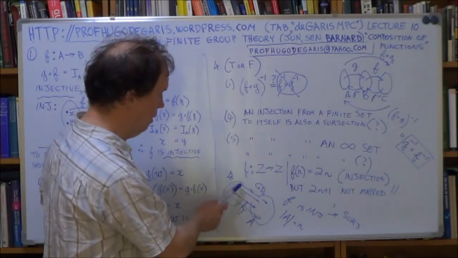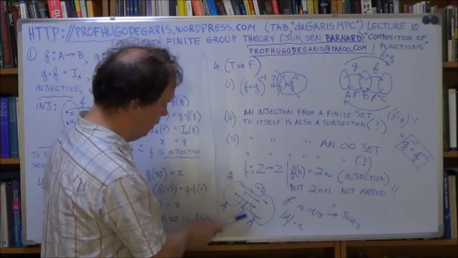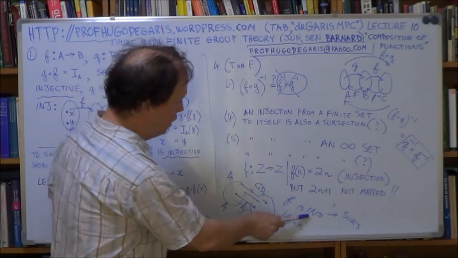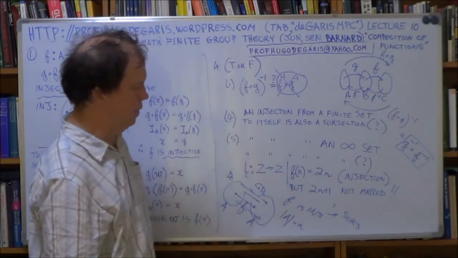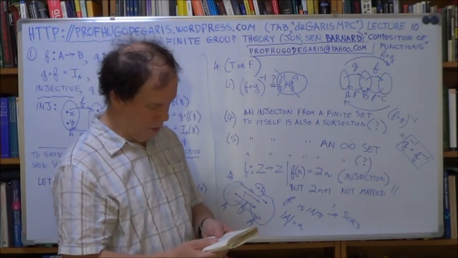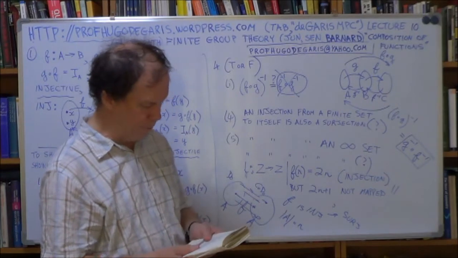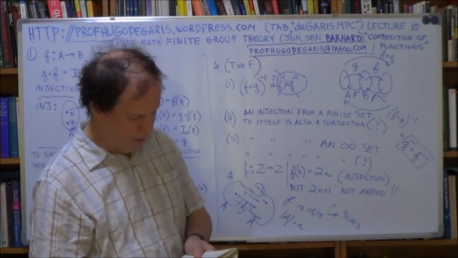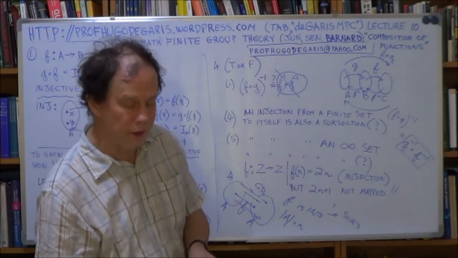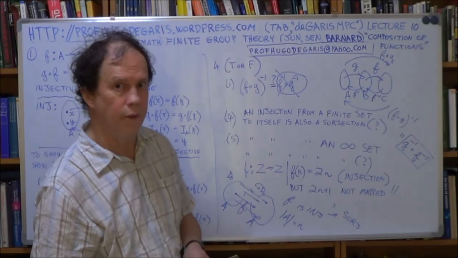Okay? So if you're mapping a finite set from itself to itself, and that mapping is injective, therefore it must be surjective. So that's true. So the statement was true. An injection from a finite set to itself is also a surjection. Alright, now question 5 is similar. An injection from an infinite set, so that's the difference, to itself is also a surjection.